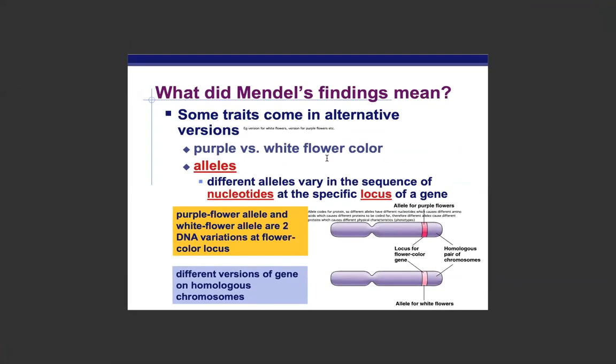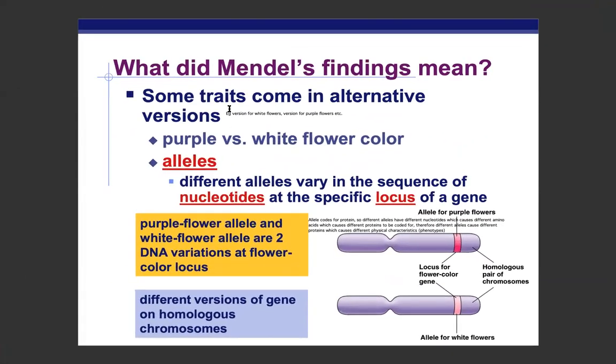What did Mendel's findings mean? He showed that some traits come in alternative versions, like purple or white flowers. Those are two different versions. These different versions are called alleles. They're the same genes, but they display slightly different physical characteristics. So the different alleles vary in the sequence of nucleotides at the specific locus of a gene.